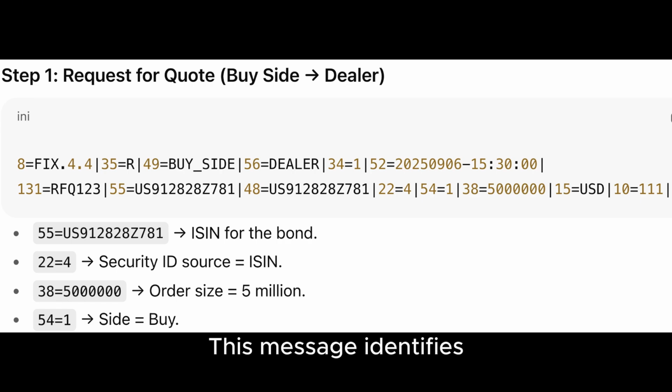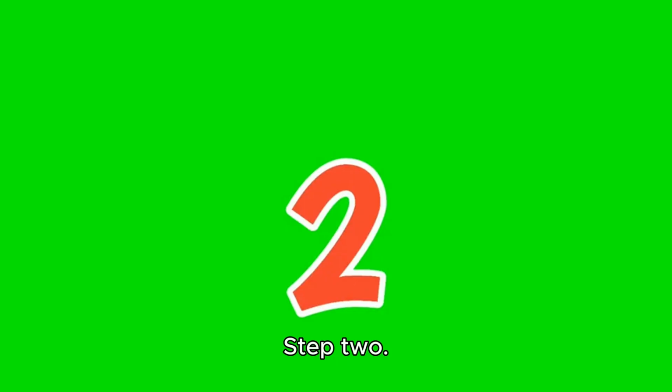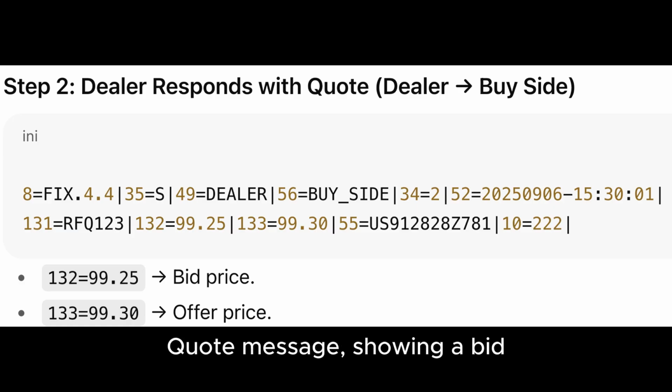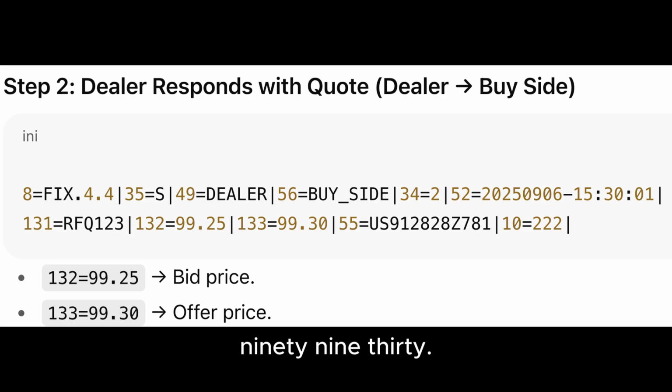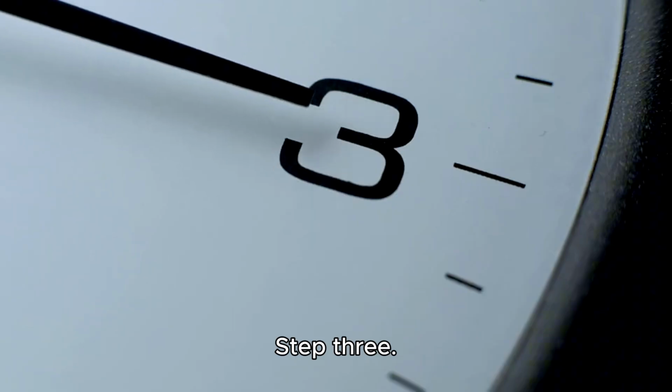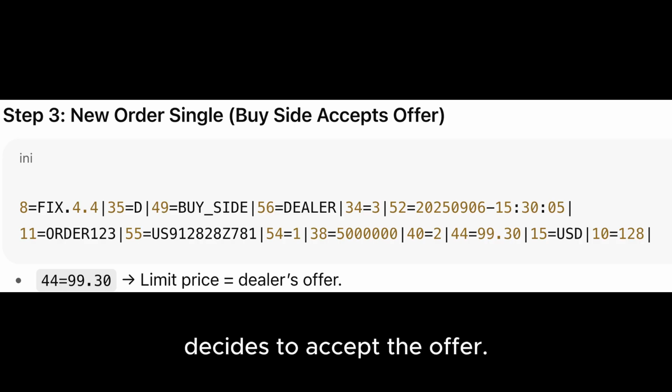This message identifies the bond using its ISIN and specifies that the trader wants to buy $5 million in face value. Step 2. The dealer responds with a quote message, showing a bid price of $99.25 and an offer price of $99.30. Step 3. The portfolio manager decides to accept the offer.